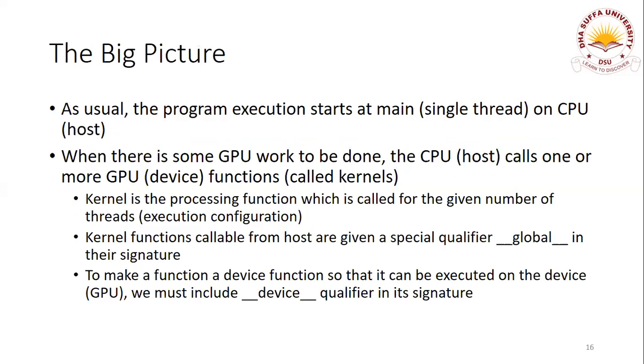So what is the big picture? The big picture tells us how the whole program flow takes place. It is going to start on the CPU. The CPU takes control, and control is given to the main program. The main program executes the host part, and instructions are executed one by one. As soon as you get a kernel function call, the control is delegated to the GPU.